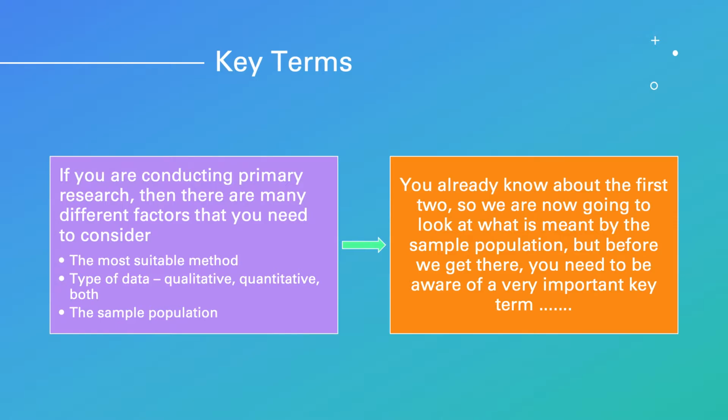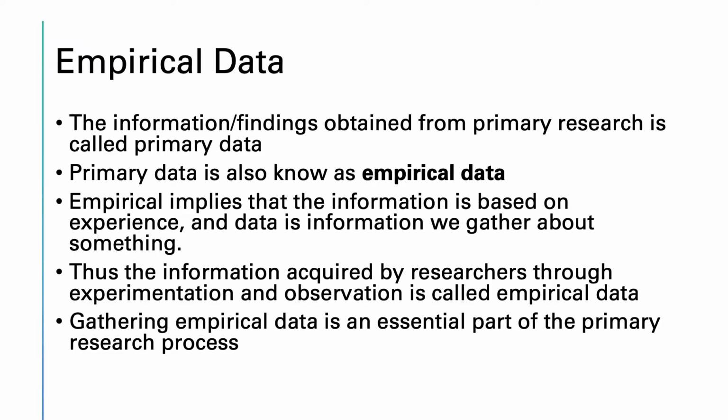You also need to decide on the type of data you want. So do you want qualitative? Do you want quantitative? Do you want to get both? But you also need to look at the sample population. So you already know about the first 2. We're going to look at what we mean by sample population now. But before we get there, you need to be aware of a very important key term. Okay, so this is a really important key term that you need to be aware of. And that term is empirical data.